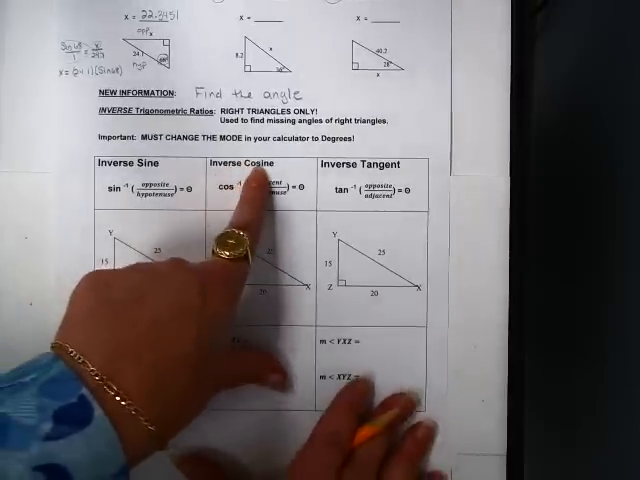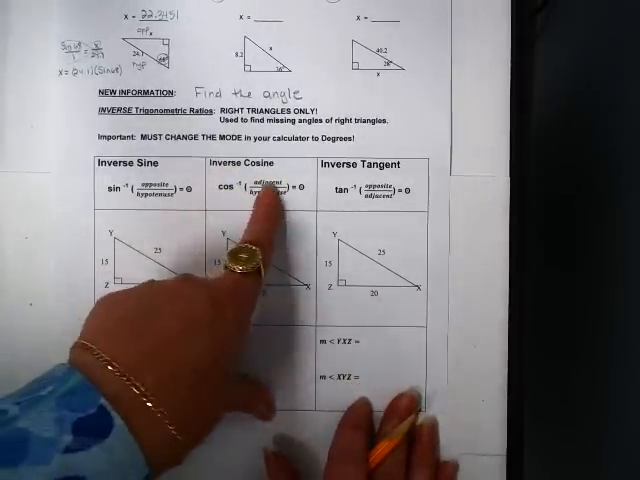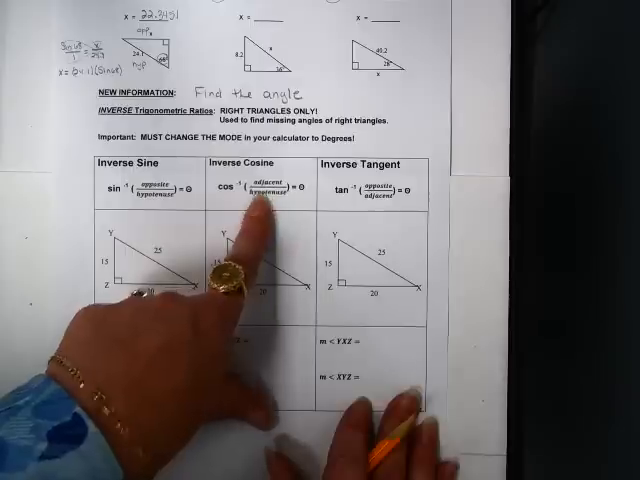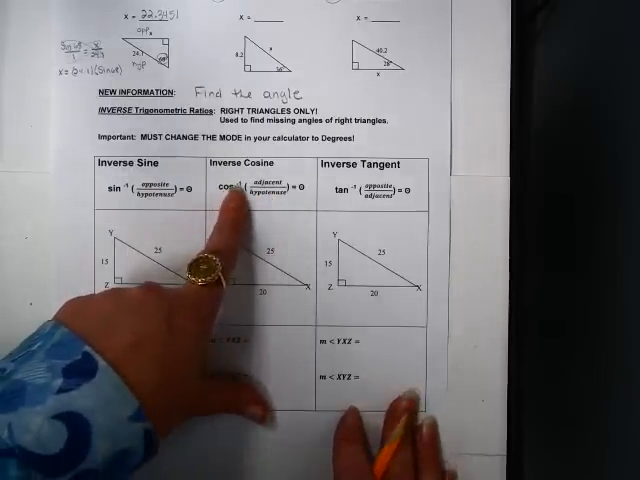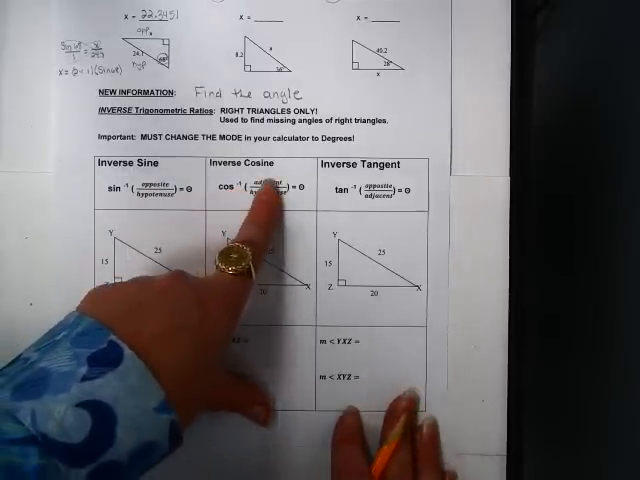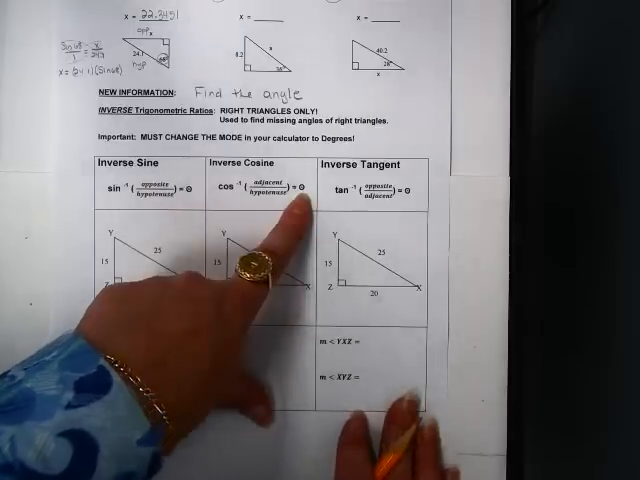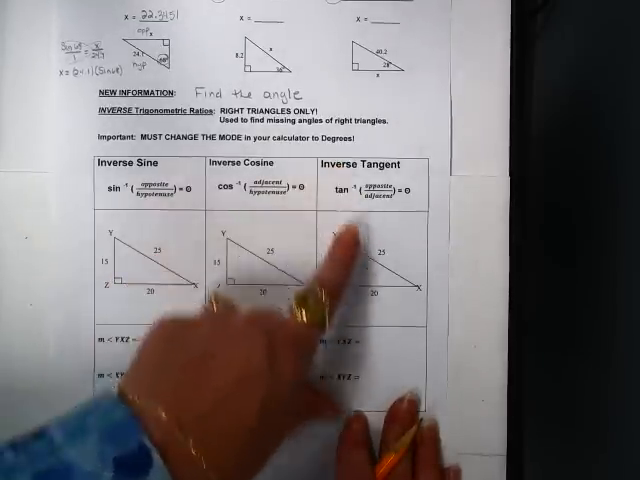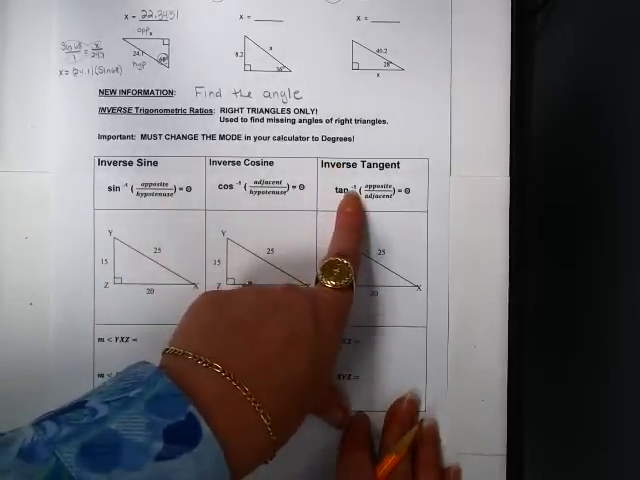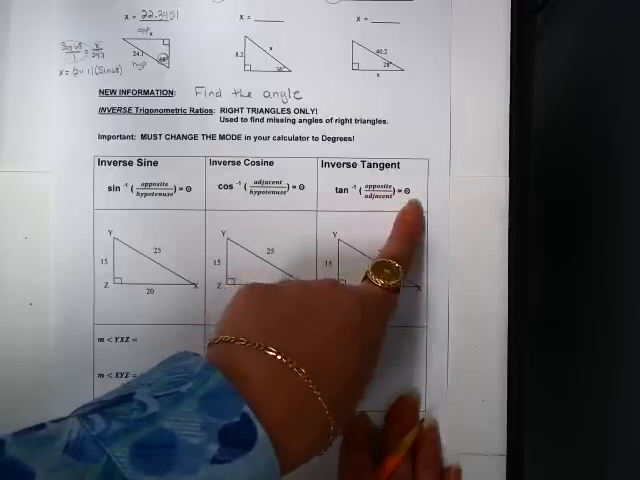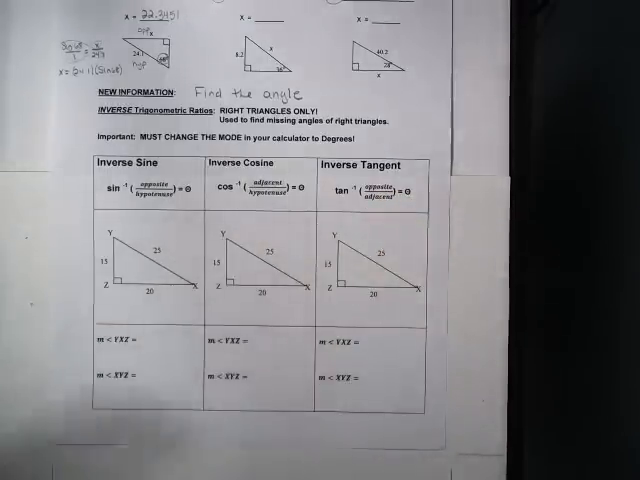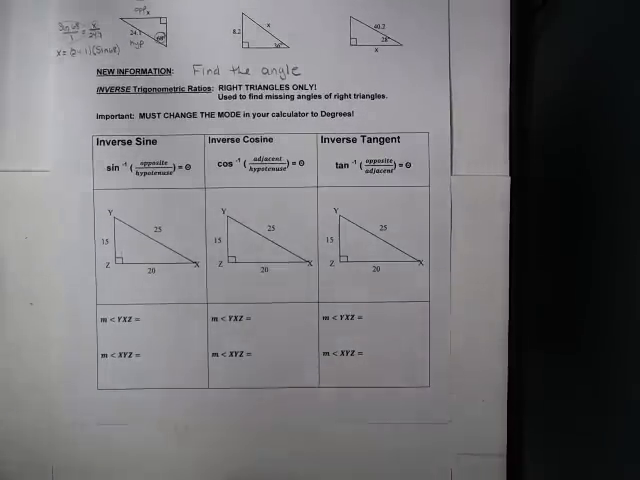For inverse cosine, it's still going to be adjacent over hypotenuse, but you're going to push cosine to the -1, adjacent over hypotenuse. When you enter that in your calculator, you will get your angle. And for tangent, same thing. Tan -1, opposite over adjacent, will give you your angle. All right, let's practice what this is about.